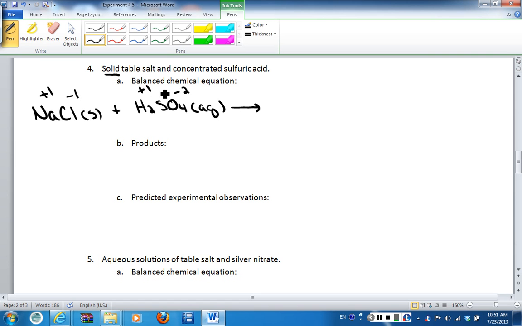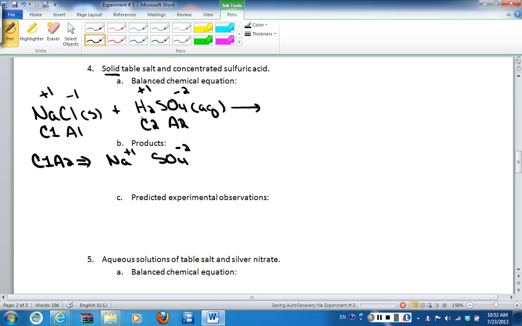So in order to predict what our products are going to be, we need to do the crisscross method, where we take our cations and we switch them with the anions in the alternate compound. So we have cation 1 pairing now with anion number 2. So we have sodium, it has a +1 charge, pairing with sulfate, which has a -2 charge. We want to make sure that we properly balance our formula, so we do an additional crisscross where we take our number, and this now becomes our new subscript.